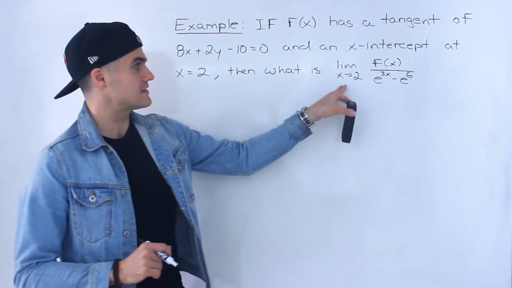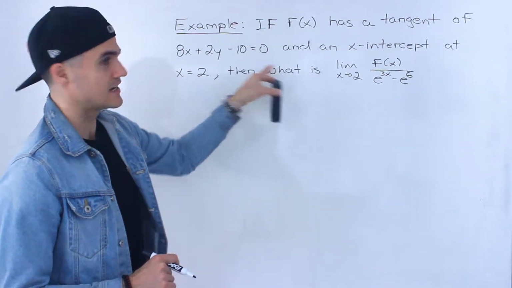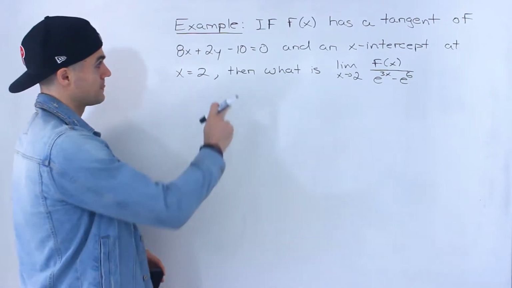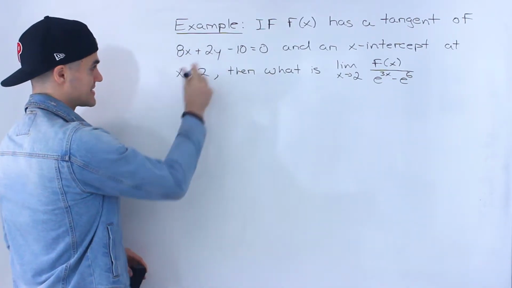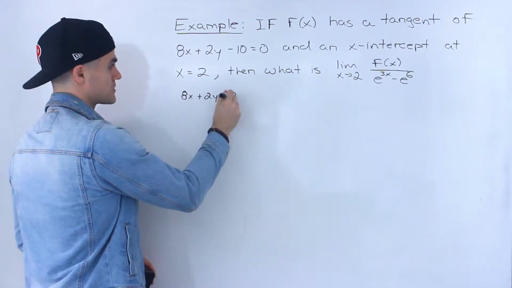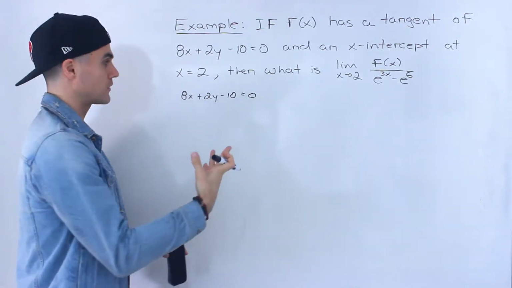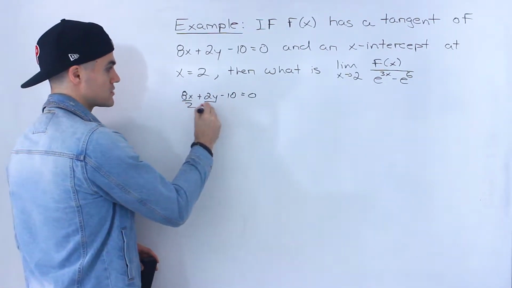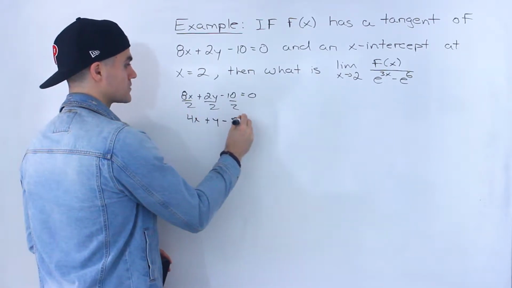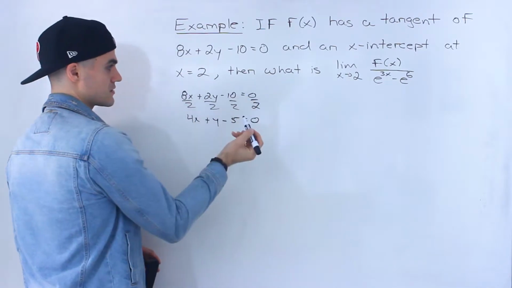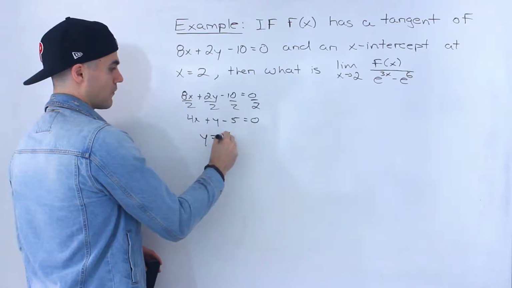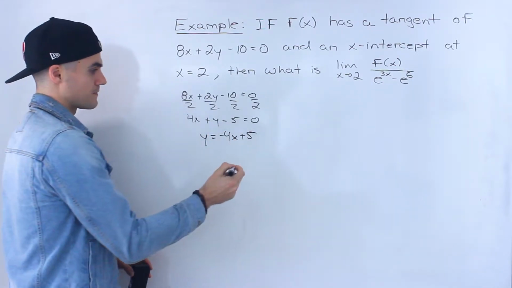Before getting into this limit, I want to discuss the initial information that's been given about f of x. We're told f of x has a tangent of this line here. Notice that this is a line, so if I take 8x plus 2y minus 10 equals 0, let's isolate for the y to put it into y equals mx plus b form. I'm going to divide everything by 2, and then we'll have 4x plus y minus 5 equals 0. Sorry, the 0 would get divided by 2 as well, which would just give us 0. And so if I isolate for that y, I get y equals negative 4x plus 5.